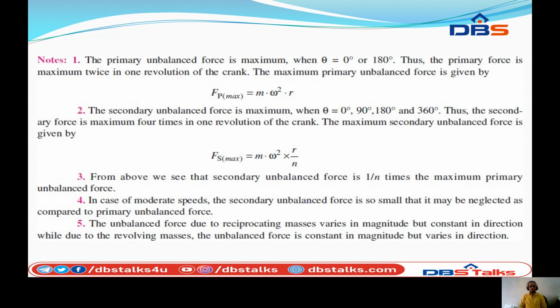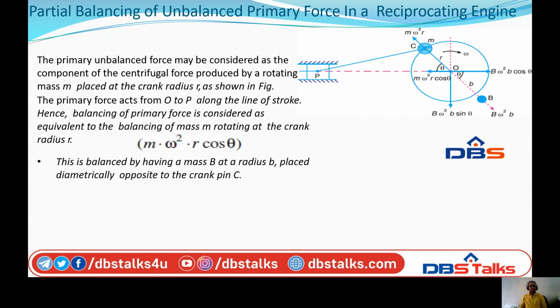The unbalanced force due to reciprocating masses varies in magnitude but is constant in direction, while due to the revolving masses, the unbalanced force is constant in magnitude but varies in direction. Partial balancing of the primary force: the primary unbalanced force can be considered as a component of the centrifugal force produced by the rotating mass m, which is placed at the crank of radius r.